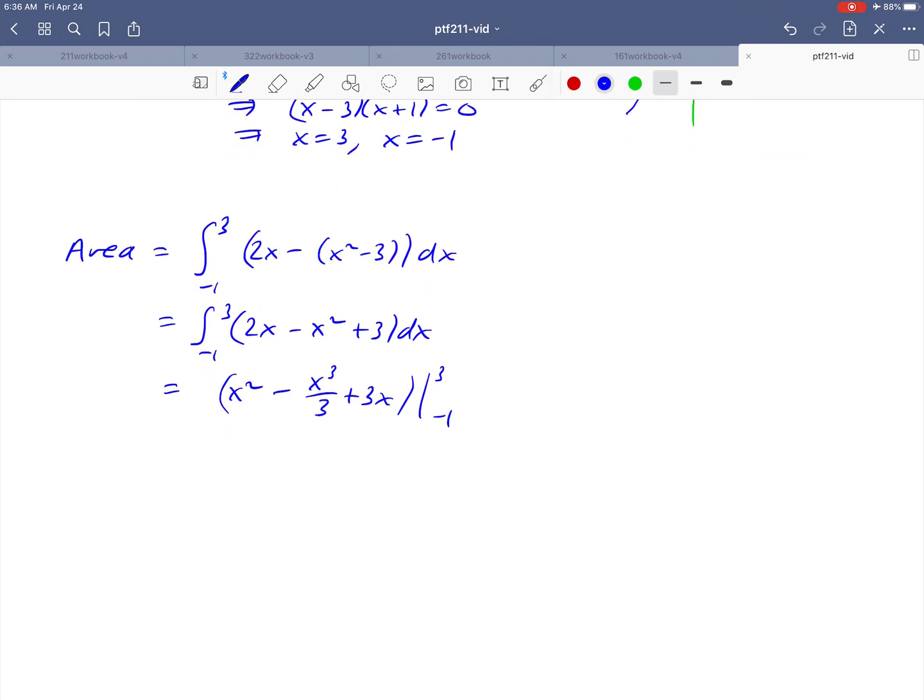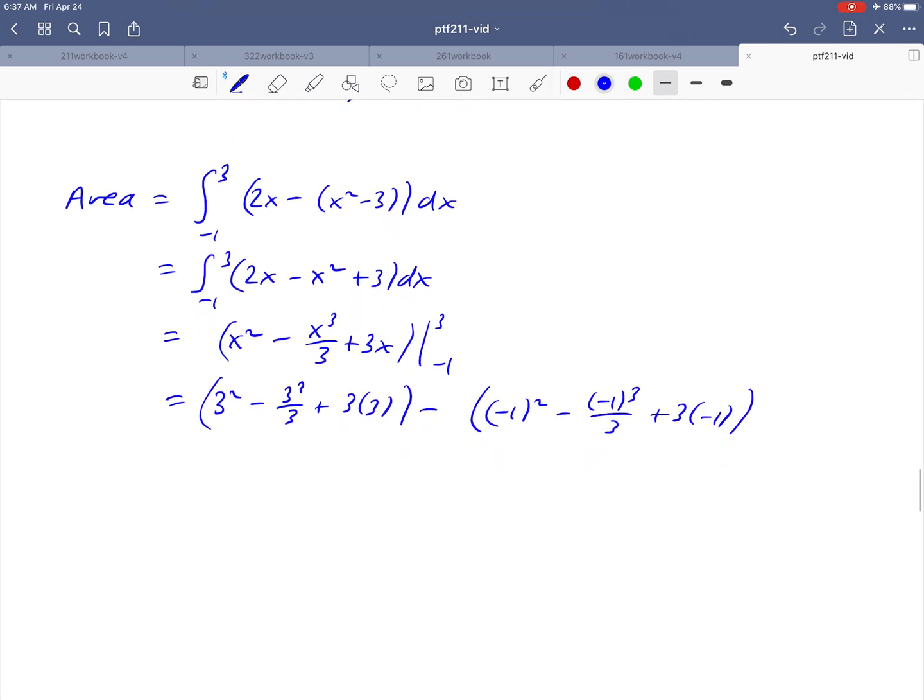And the rest is really just arithmetic here. So 3 squared minus 3 cubed over 3 plus 3 times 3, all of that minus our lower limit. The rest of the details, actually doing the arithmetic, I'm going to leave to you. You can double check and confirm that if you do all the algebra there, what you should end up with is 32 over 3. That's our actual area. And we're done.